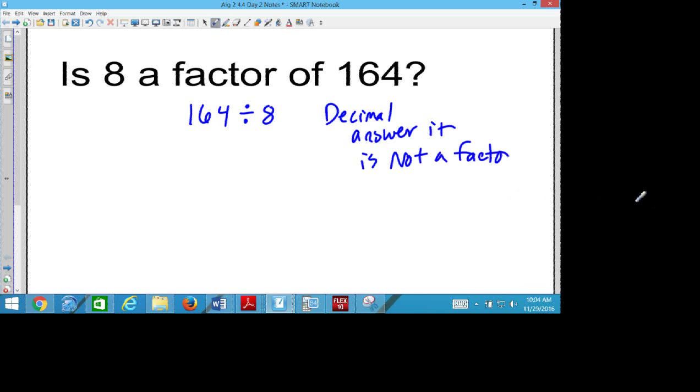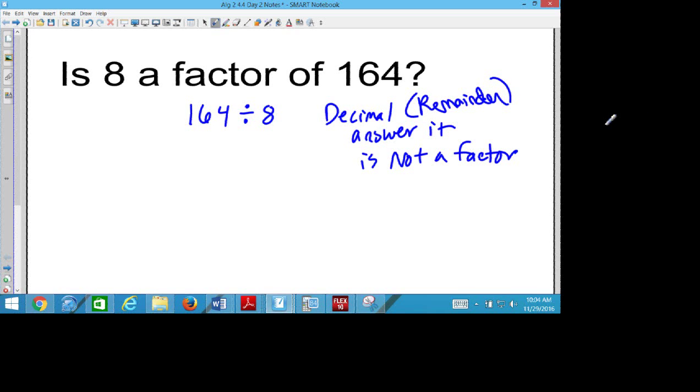What would we call that decimal answer after you divide it? That would be the remainder. So if there was a remainder, then there would not be a factor, or 8 would not be a factor. So we are doing that today. We're going to divide two numbers to see if one is a factor of the other.